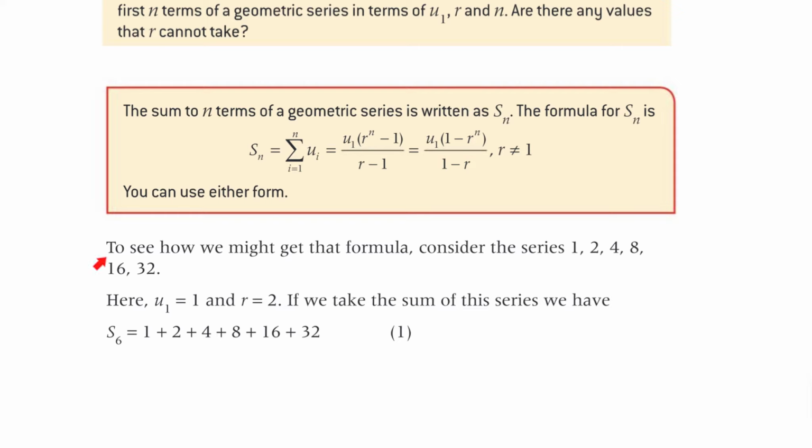Now there's another check here which is really clever. It says to see how we might get that formula, consider the series 1, 2, 4, 8, 16, 32. Here U1 is 1, r is 2, right? 2 times 1 is 2, 2 times 2 is 4, 2 times 4 is 8. If we take the sum of this series, we have the sum to 6. There's six terms, so we've got 1 plus 2 plus 4 plus 8 plus 16 plus 32. So we do that.